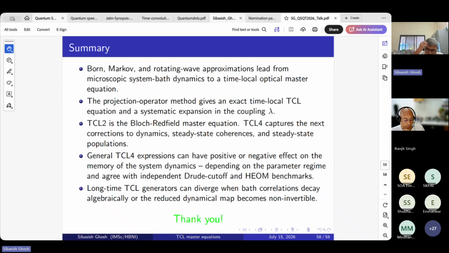Through this TCL, of course, TCL is valid only for weak interaction. So I cannot take it to interaction strengths more than weak. Generally it will not be valid.